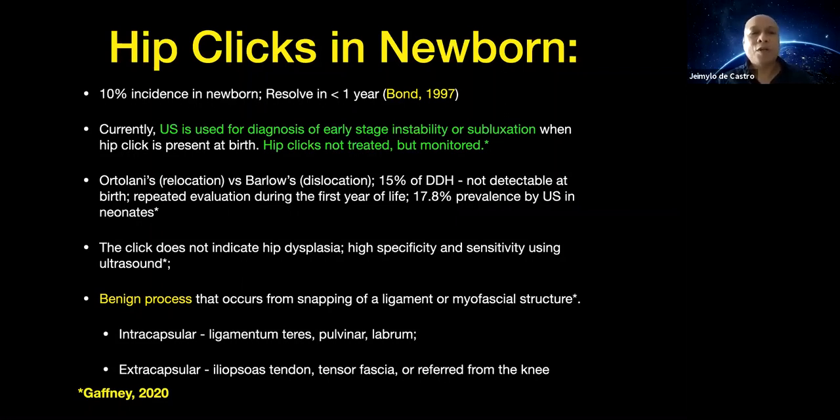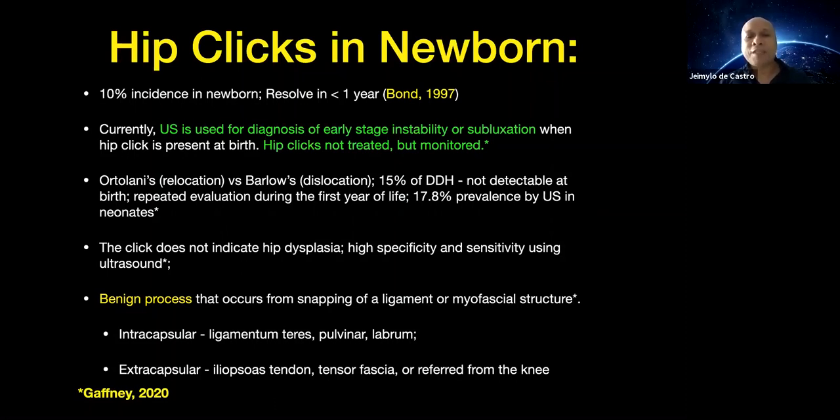But currently, ultrasound is used for the diagnosis of early stage of instability or subluxation, especially if it is present at birth, I mean the click. So clicks don't need to be treated, but they have to be monitored. So we know also that the Ortolani is a relocation test, the Barlow's is a dislocation test. 15% of hip dysplasia is not detectable at birth. So we have to keep repeating it during the first year of life.